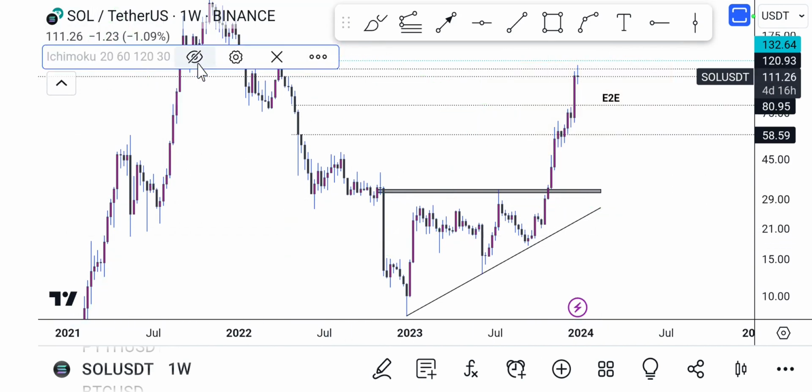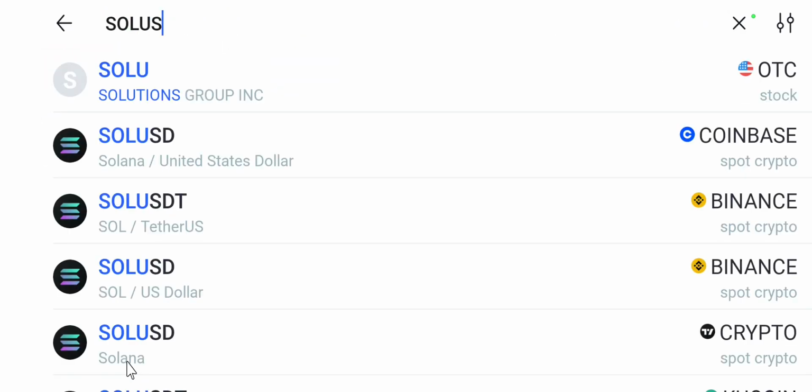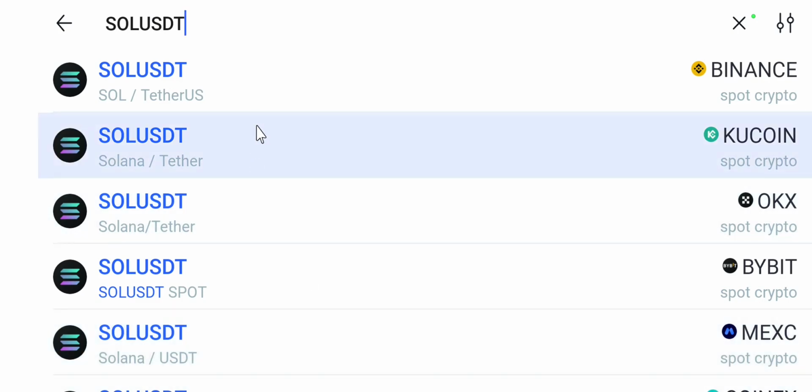And what are those support levels? I don't want to remove that chart. Let me use another chart to point this out. So let's use KuCoin.